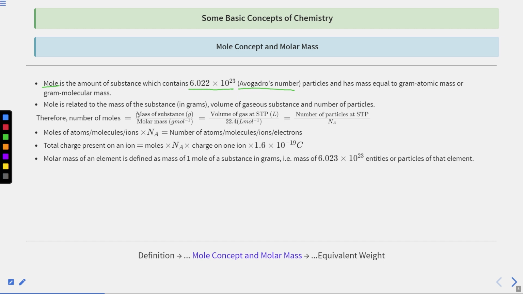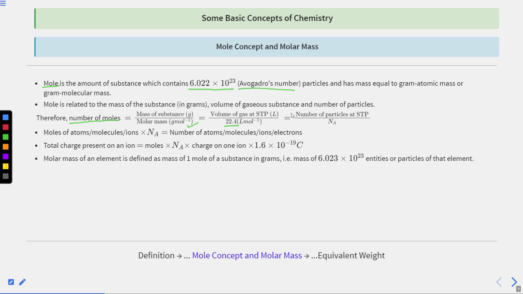So, mole is related to the mass of a substance in grams, the volume of a gaseous substance, and the number of particles. Based on this, the number of moles equals mass of substance in grams divided by molar mass in g mol^-1, or the volume of gas at standard temperature and pressure, that is 0 degrees Celsius and 1 atmospheric pressure, in liters, divided by 22.4 L mol^-1. This is a constant: at standard temperature and pressure, 1 mole of an ideal gas occupies 22.4 liters.